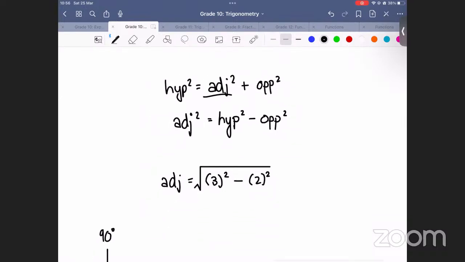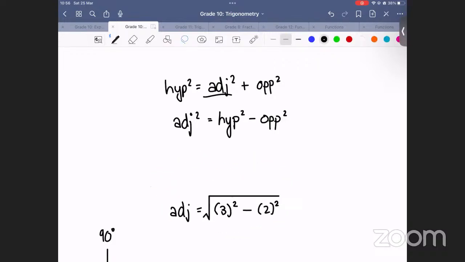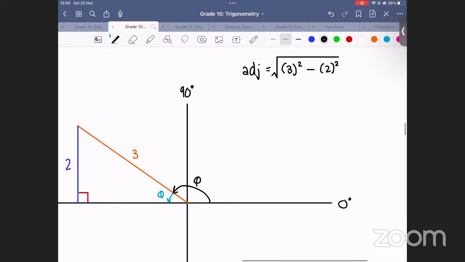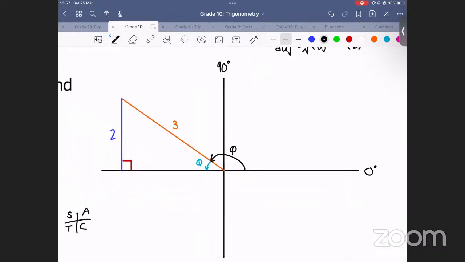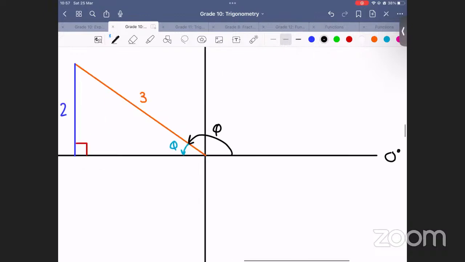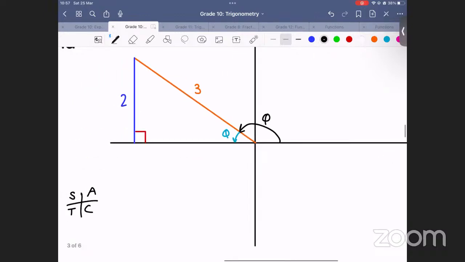And then I substitute. So adjacent is my unknown. Hypotenuse is 3 squared minus 2 squared. Then I have to square root. Okay, that's how I get it. 9 minus 4 gives 5. So yes, indeed, you get an answer of square root 5.